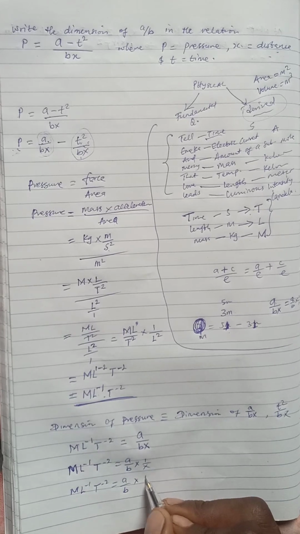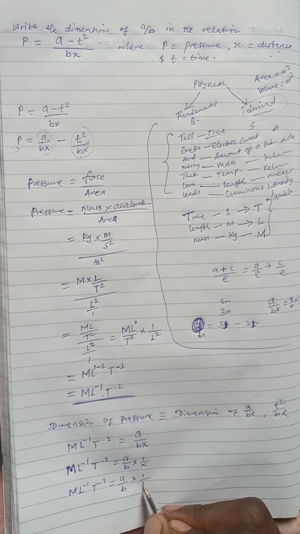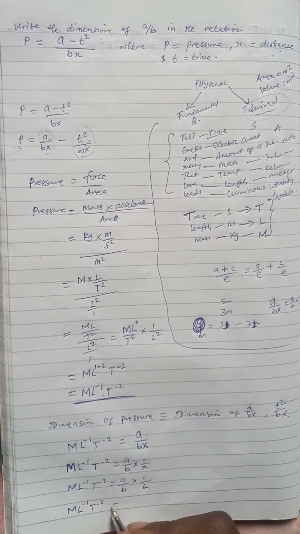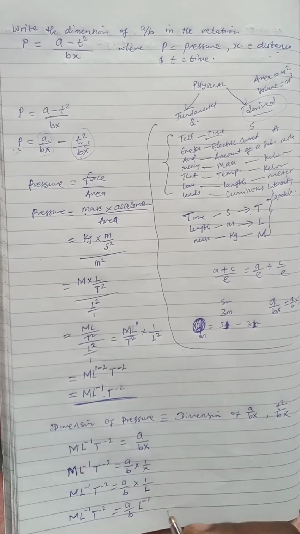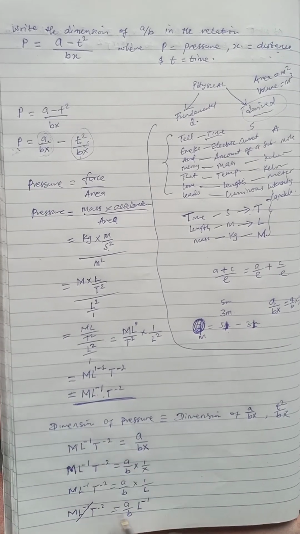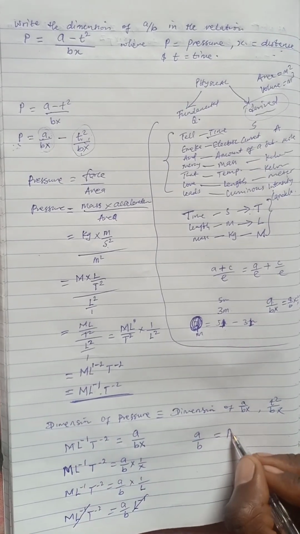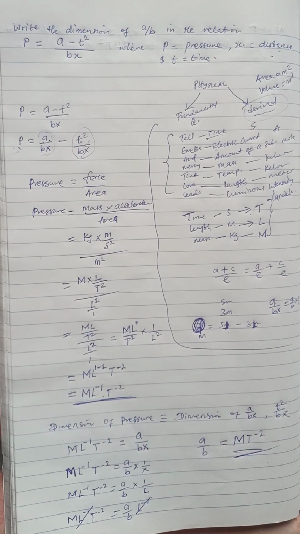So I now have that ML to negative 1, T to negative 2 will now be equal to A over B times 1 over, what is the dimension for distance? L. So ML to negative 1, T to negative 2 is equal to A over B, and 1 over L means L raised to power minus 1. As you can see, L raised to power minus 1 on both sides can cancel. So the dimension of A over B will now be equal to MT to negative 2. So this is the dimension of A over B.